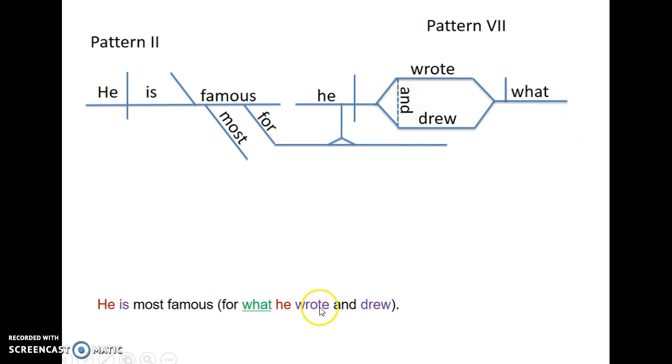And then he wrote and drew what? And that is our answer. In this case, the interrogative, even though it precedes the verbs, is acting as the direct object of those verbs. So that is where that goes, and that's why it's in green. He wrote and drew what? So we have subject, action verbs, direct objects makes a pattern 7.